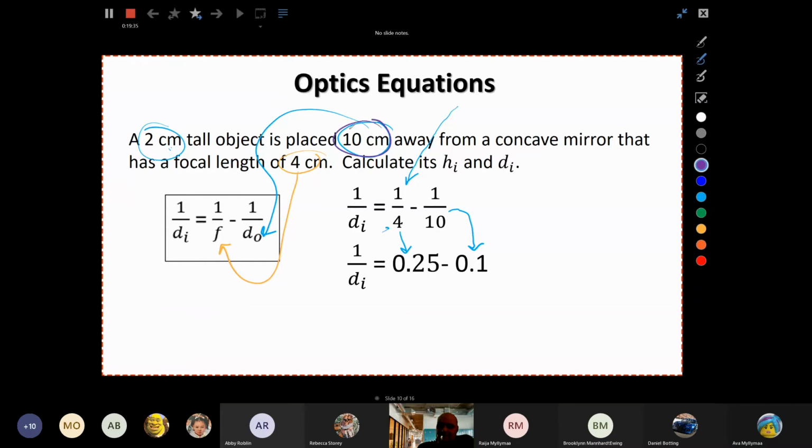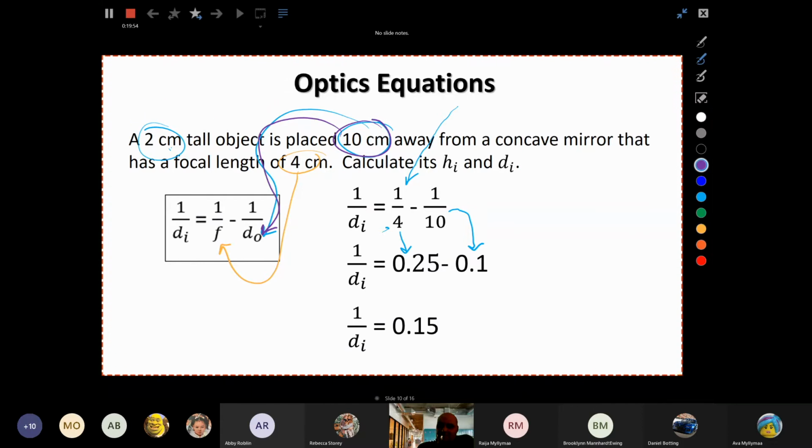You might notice that I circled the 10 and I said, okay, it's going to act as our DO. We can complete our calculation. Again, this one's 0.25 minus 0.1 is pretty simple. It's just 0.15.